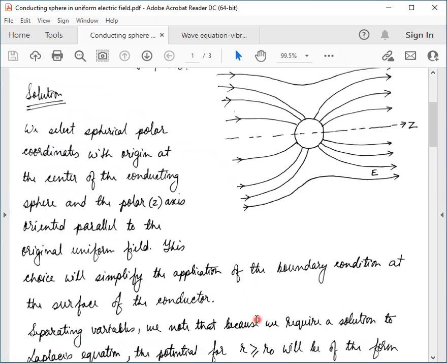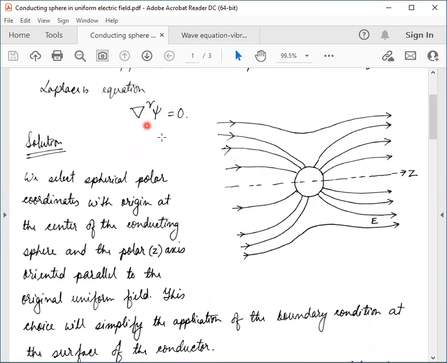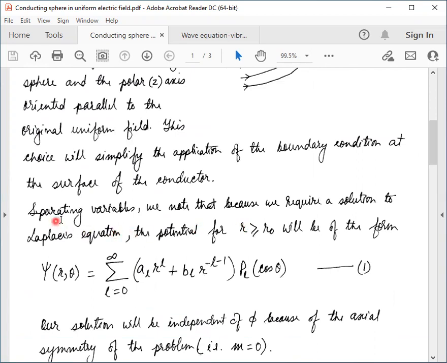Okay. Now, to solve this Laplace equation, let us use the separation of variables technique. Separating variables, we note that because we require a solution to Laplace equation, the potential for r greater than r0 will be of the form psi(r, theta) equal to the summation over L from 0 to infinity of (A_L r^L plus B_L r^(-L-1)) multiplied by P_L(cos theta). P_L(cos theta) is our Legendre polynomial.